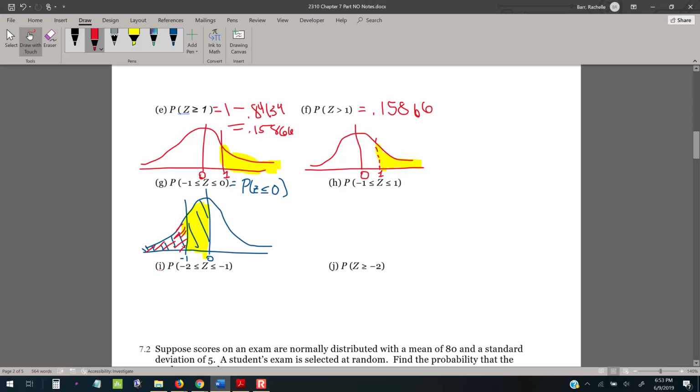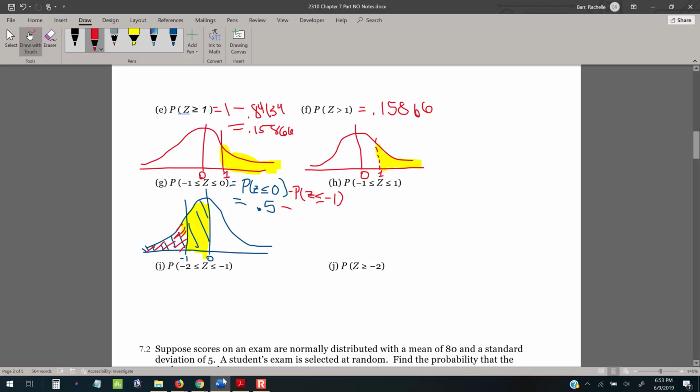So what's the stuff in red? Well, it's the stuff to the left of negative 1. So I'm just going to subtract off the probability that you are less than negative 1. And this should work rather well. So we've done the blue one already. It occurred earlier in our notes. That was 0.5. I haven't done negative 1 yet, so I'm going to have to look that one up.